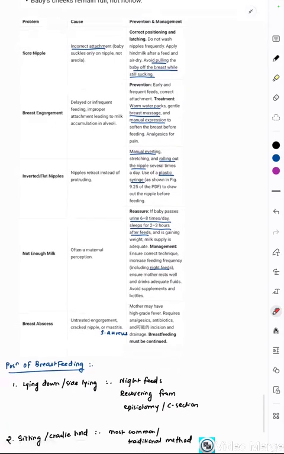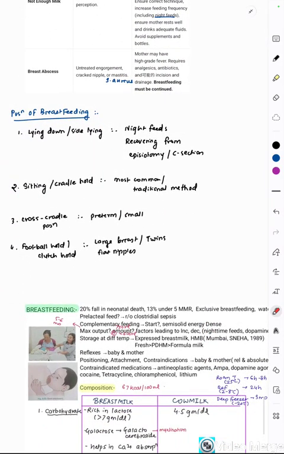Now, the different positions of breastfeeding are: there is a lying position or side lying position. This is generally done during nighttime feeds or for those mothers who are recovering from episiotomy or C-section. Then sitting position or cradle position. This is a traditional position which is most commonly deployed. Then cross cradle position, generally not done in twin pregnancy, it is done in case of preterm or small babies.